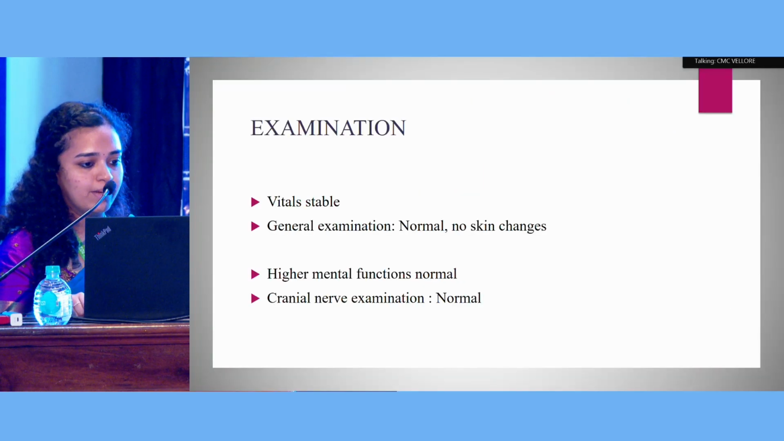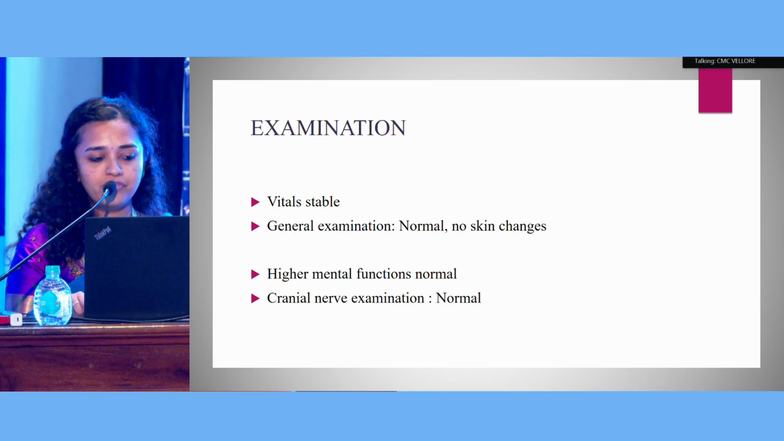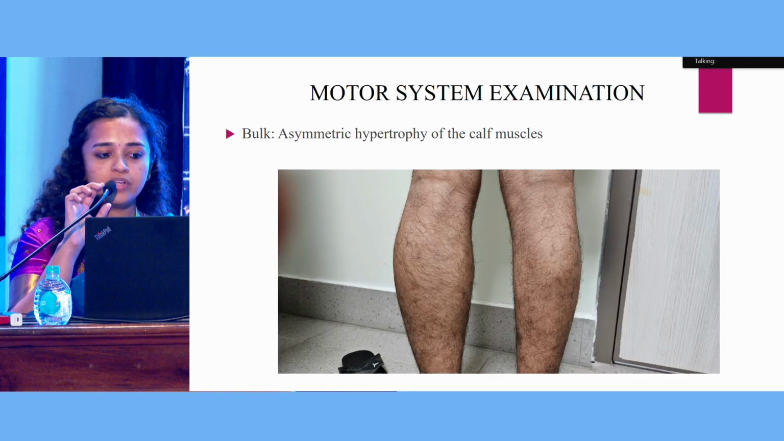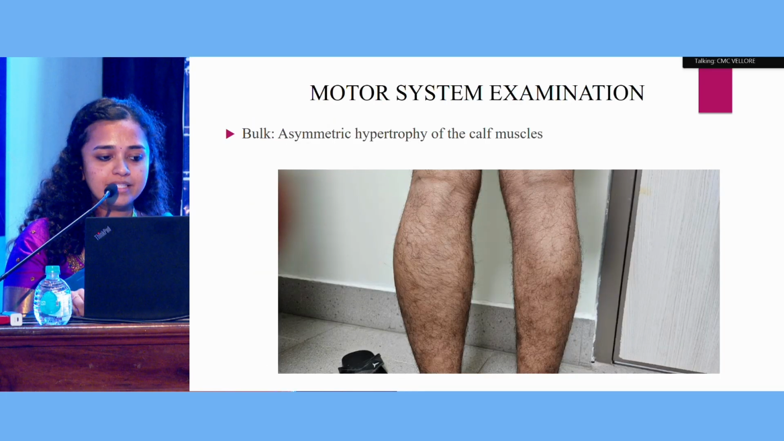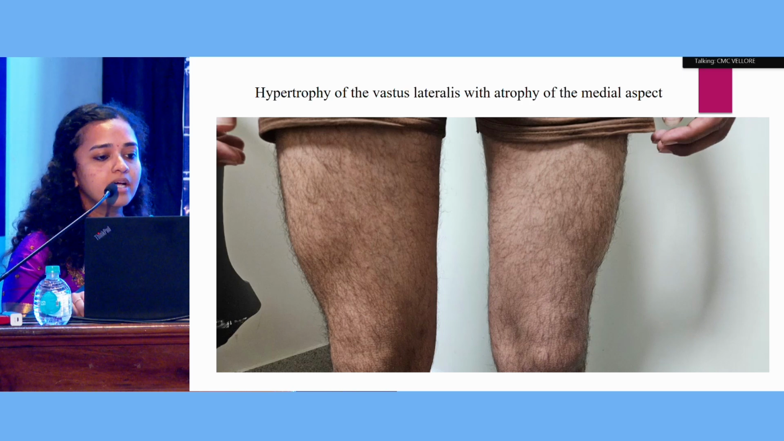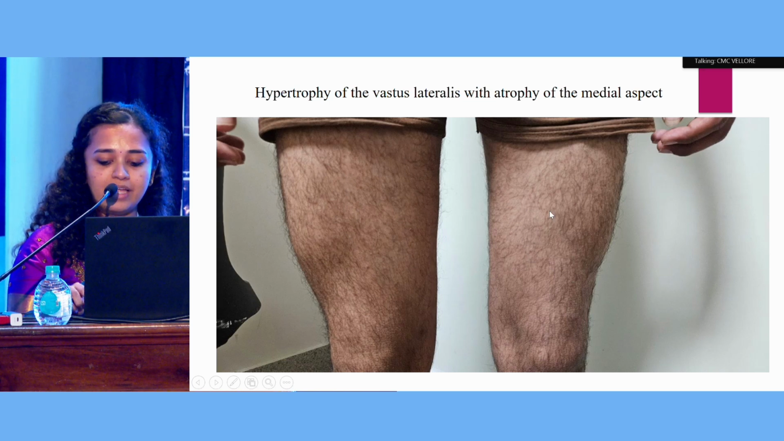Moving on to the examination, his vitals were stable, general examination was normal, he had no significant skin findings, higher mental functions were normal, cranial nerve examination was also essentially normal. So motor system examination, on examination of the bulk, we noticed that there was some asymmetric hypertrophy involving the calf muscles. He also had a selective hypertrophy involving only the vastus lateralis. You can see the lateral aspect is appearing hypertrophied. The medial aspect seems to be atrophied.